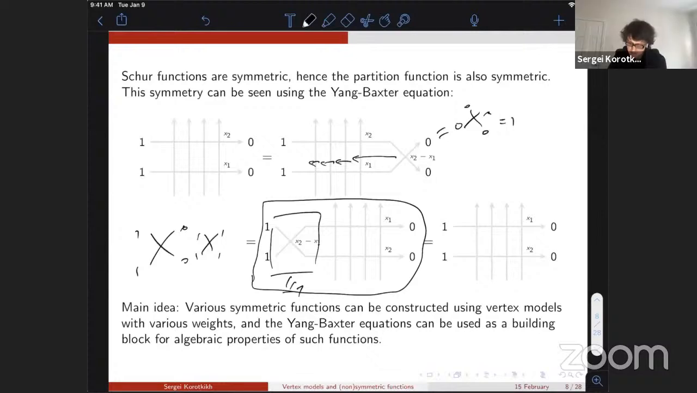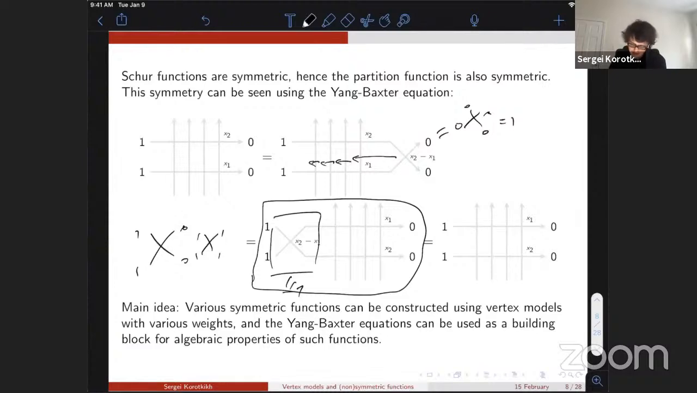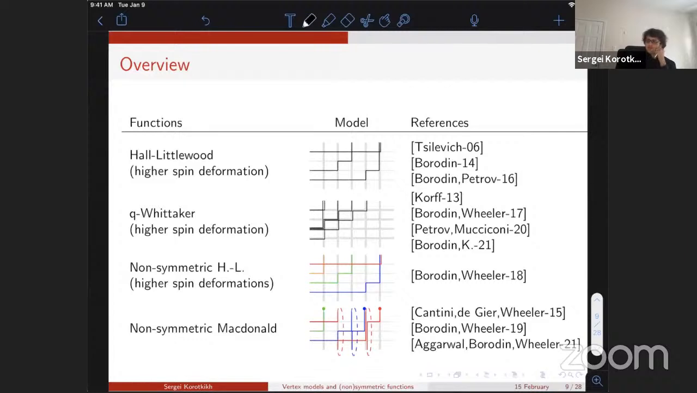So, the elliptic vertex model is something I don't know, but people looked in other directions. Let me show this slide where people learned rather recently how to construct other symmetric functions in the Macdonald hierarchy using vertex models. On this slide, I listed functions which received some attention in the last 5 years or so. I will try to cover all these models today to some extent. But mostly I will focus my attention on the Hall-Littlewood and q-Whittaker functions.